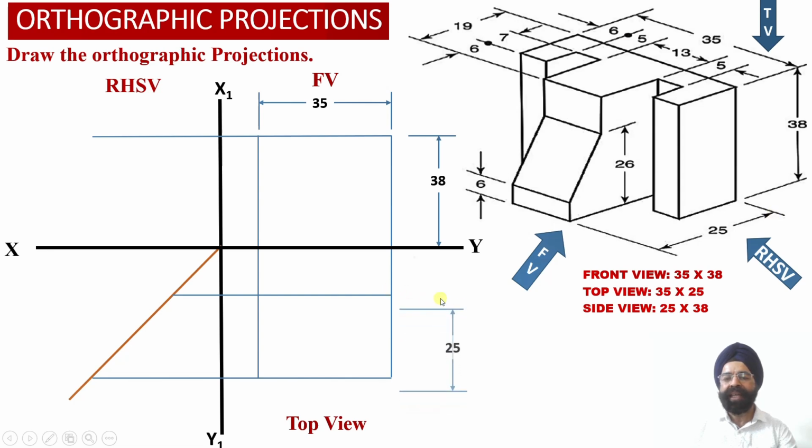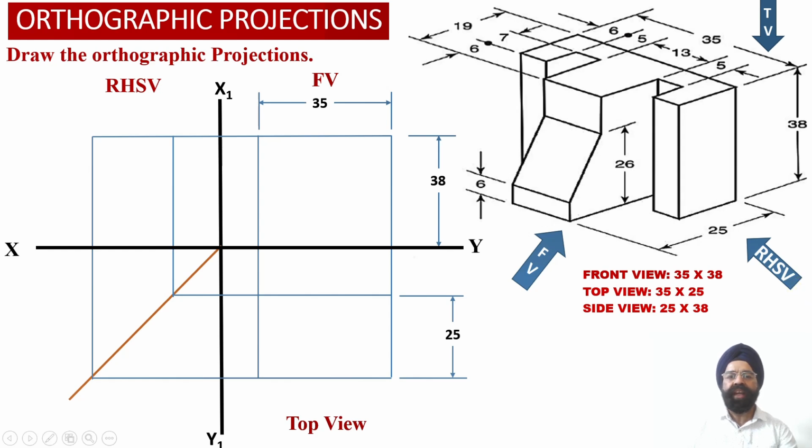So now we have marked the depth of the solid, equal to 25 millimeter, into the top view projections by drawing two horizontal projector lines which are separated by a distance of 25 millimeter. These two horizontal projector lines we have appropriately transferred into the right hand side view projections as well, so that in the right hand side view we are able to obtain the depth of the solid equal to 25 millimeter and the height of the solid equal to 38 millimeter.